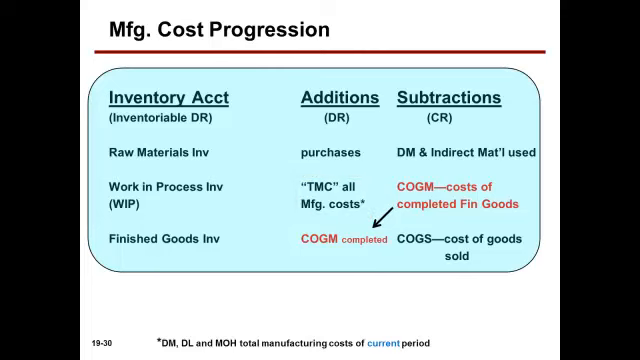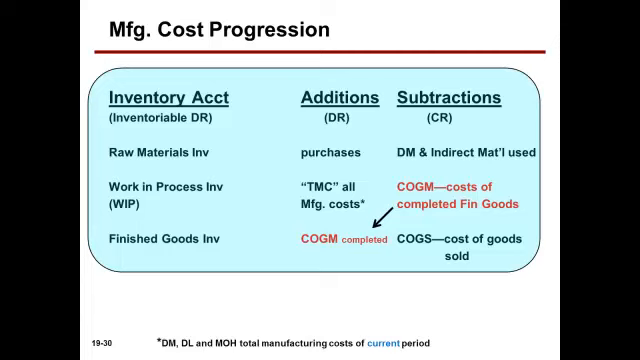As goods are completed, they are removed from the work in process inventory account with a credit. That credit represents the cost of completed finished goods. The costs that are removed from work in process are called cost of goods manufactured, abbreviated as COGM. These are costs of, again, completed finished goods.